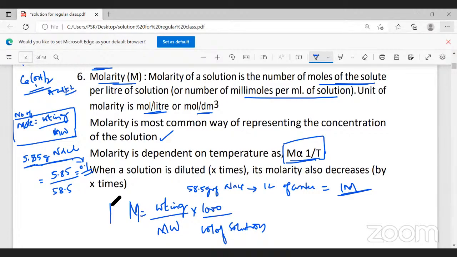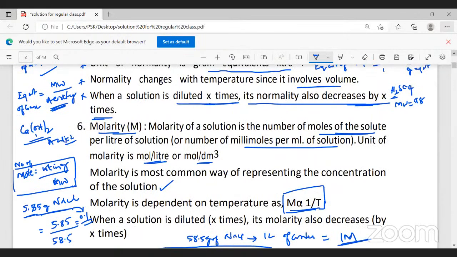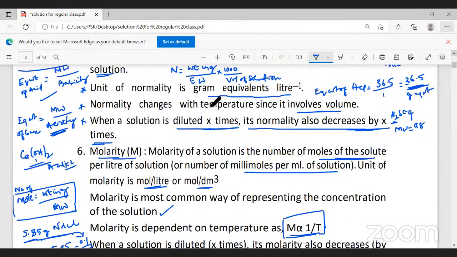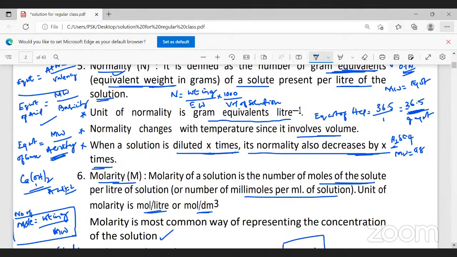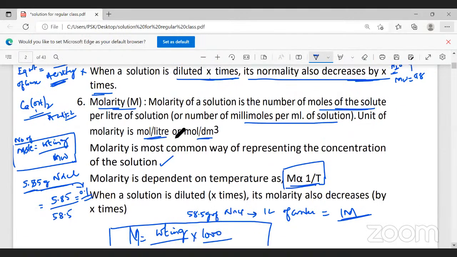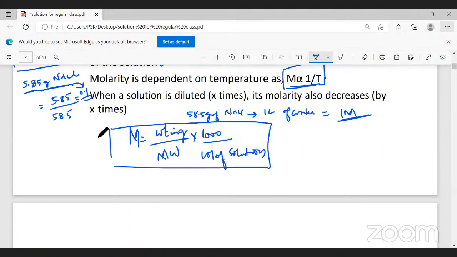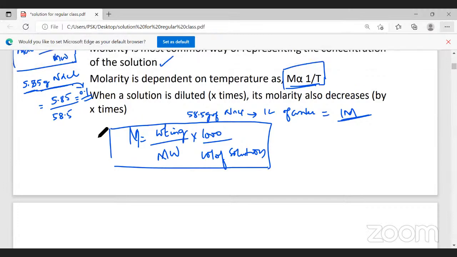So this is the formula to calculate molarity. See, in case of normality, it is weight in grams by equivalent mass. In terms of molarity, it is weight in grams by molecular mass. That's the only change. You should know the difference between molecular mass and equivalent mass, and also you should know how to find the equivalent mass. If you know how to find the equivalent mass, then you can work out problems based on these topics.